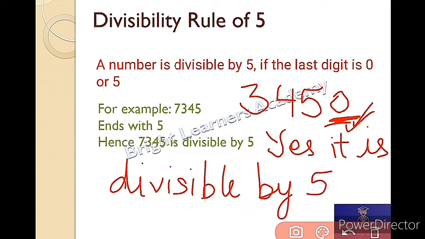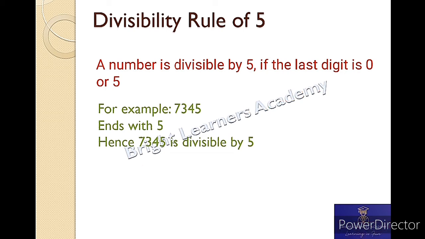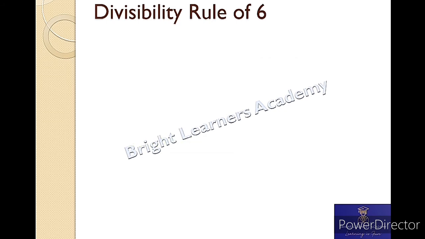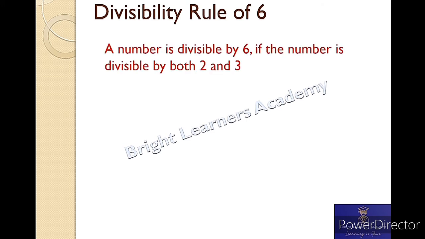Now let's focus on divisibility rule of 6. The divisibility rule of 6 is also very simple if you know the divisibility rule of 2 and 3. So this rule becomes easy for you. Now you know the rule of 2 and 3, so it means this will also be easy for you. Let's see how. The divisibility rule of 6 says that a number is divisible by 6 if the number is divisible by both 2 and 3.